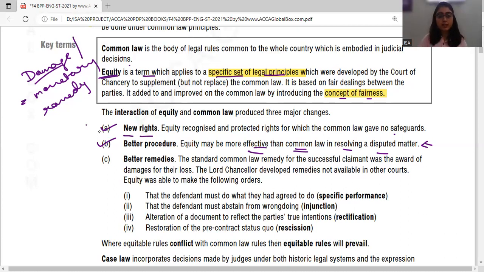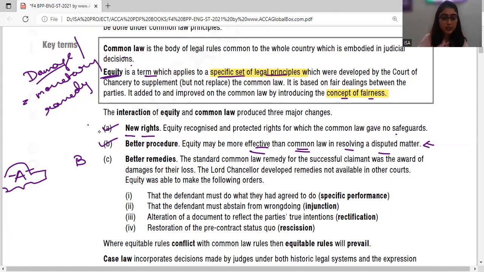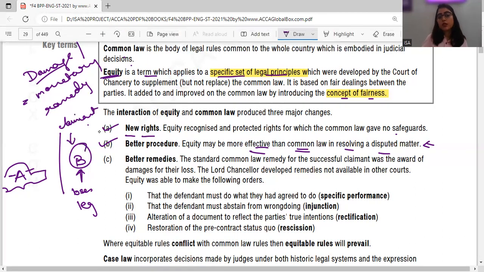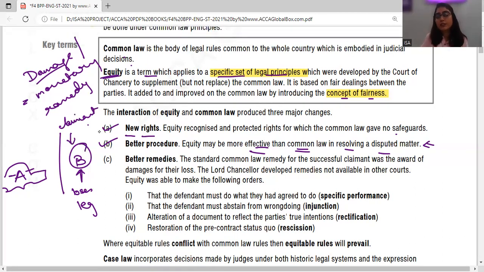For example, there's an accident. Let's talk about it. Party A, party B. Party A is in the car and there is an accident. Party B loses or injures his leg. Who will go to the court? Party B will go to the court. He's the claimant. Do you think he might be satisfied only by money, by damages?